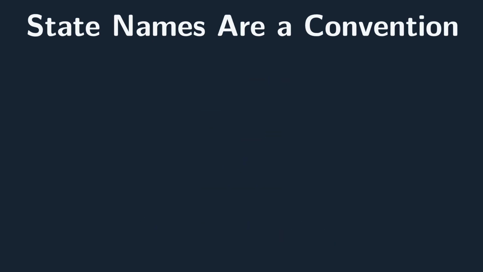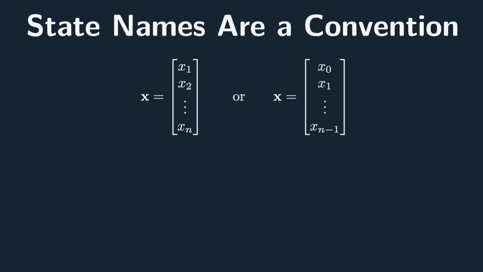State names are a convention. The 2 common choices are to start counting from 1 using x1, x2, and so on, or to start counting from 0 using x0, x1, and so on. Both conventions are fine, as long as the state variables are defined clearly and used consistently. Other labels could also be used, such as alpha and beta, or even unconventional labels like x73 and x42. Those labels are not wrong, they are just harder to follow.